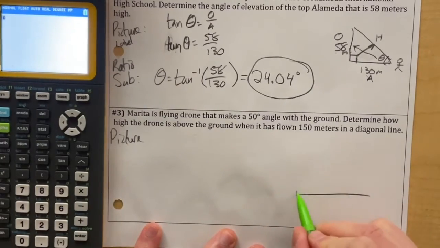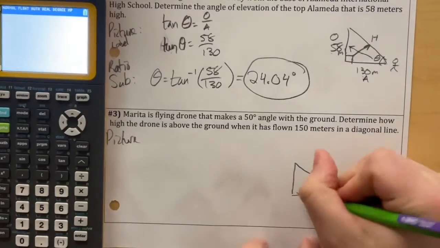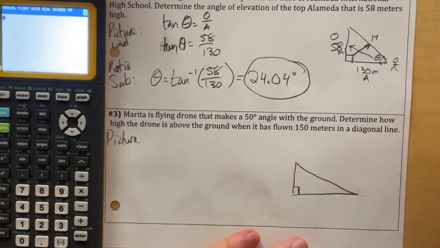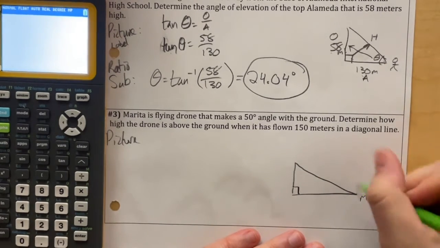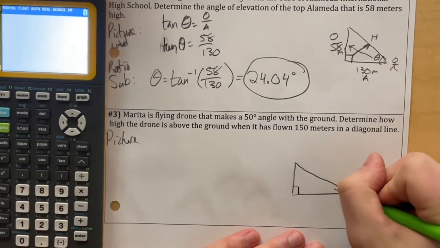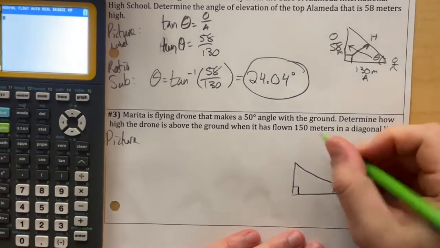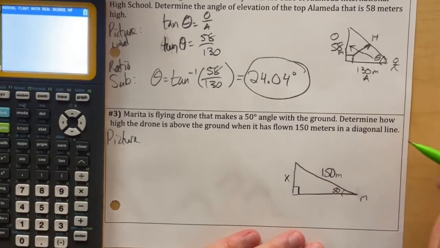So I'm going to draw my right triangle. Again, be careful when you're drawing those right triangles. That is the trickiest part. Again, make sure you can do practice with it. So we're going to say, all right, here's Marita down here, and she's looking up at that drone at a 50-degree angle. We're saying it flew 150 meters, and we're trying to figure out how high off the ground it is.